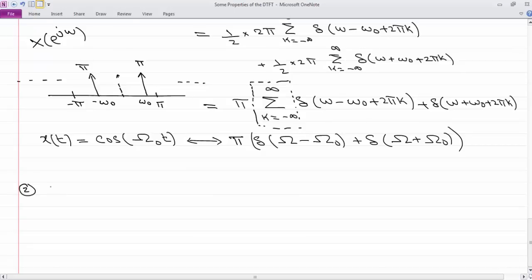So let's look at another property. The other property is time reversal.